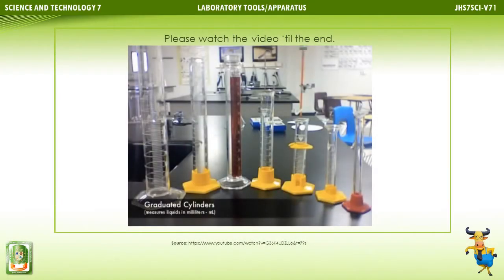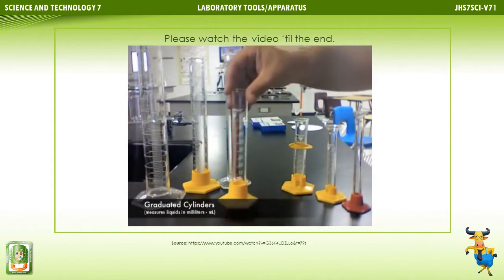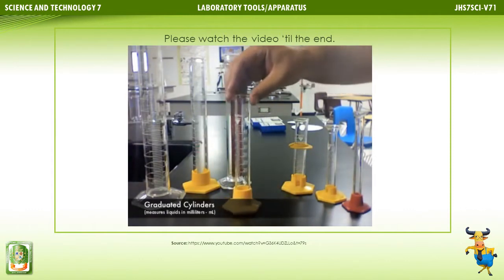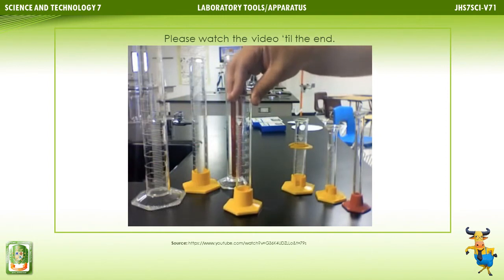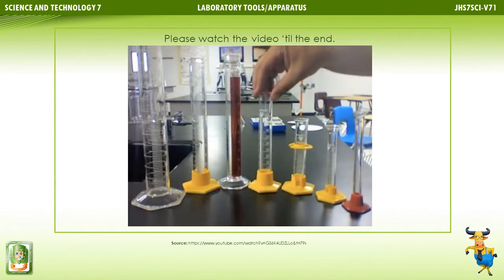These are graduated cylinders, and no, they didn't graduate from high school. The graduations are the lines that are on each one. The lines tell you how much is in the container, and these measure in milliliters. The more lines that you have, the more exact the measurement. So the more lines, the better the equipment is to measure out something that you need for a lab.